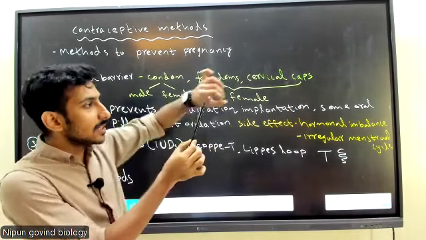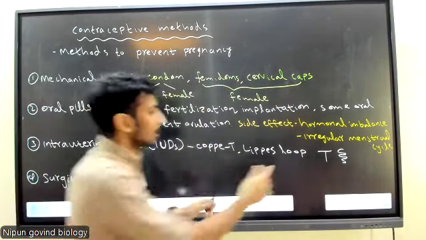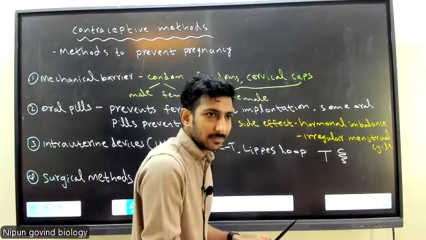The Lippes loop will be like this. That is inserted through the vagina. Inside the uterus, that will coil like this.